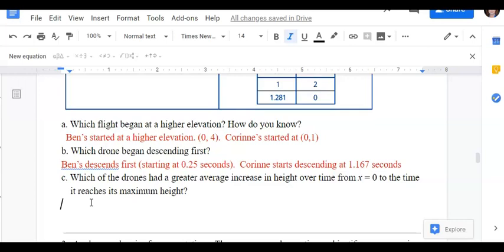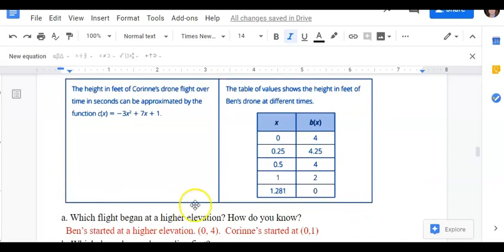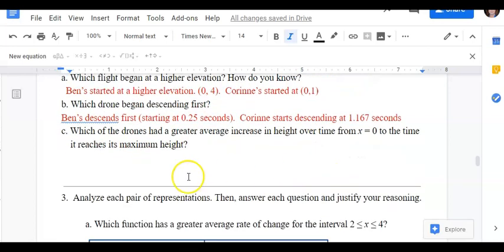For C, which of the drones had a greater average increase in height? You see that word average. This is another average rate of change. It says from 0 to the time it reaches its maximum height. The maximum height for Ben was this 4.25, so its average rate of change is just the slope between these first 2 points in the table. The change in y for Ben would be 0.25. It went from 4 to 4.25, so it just went up. Let me calculate that right quick.